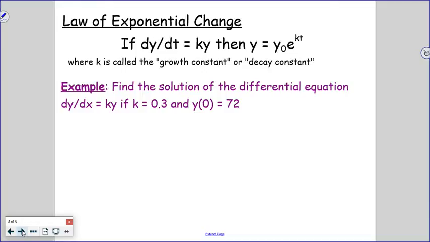Okay, so this y sub 0 is whatever your initial conditions are, like you saw in the last one, at time equals 0. That number right there is this number right here. Yes, which we're going to see in one more page.